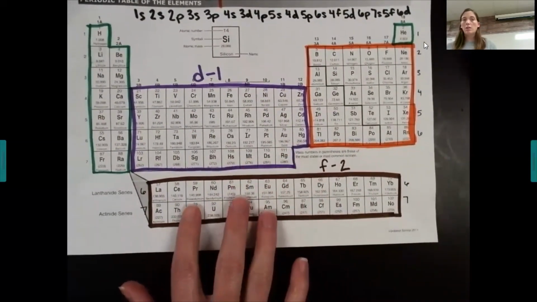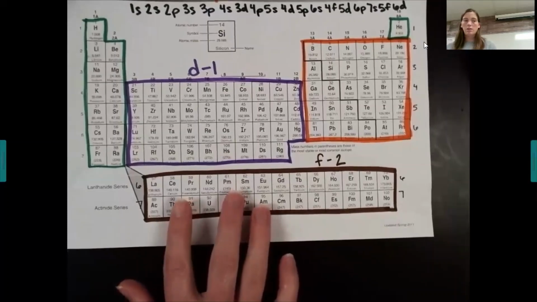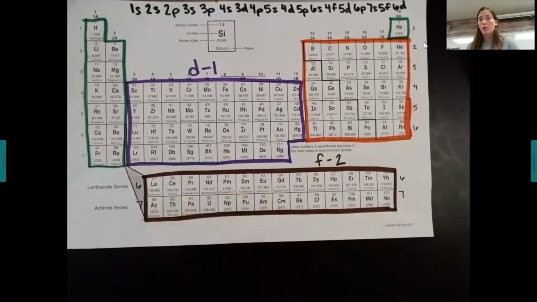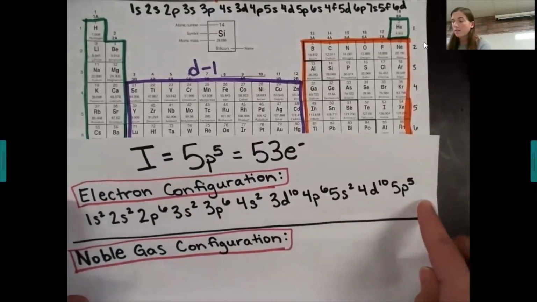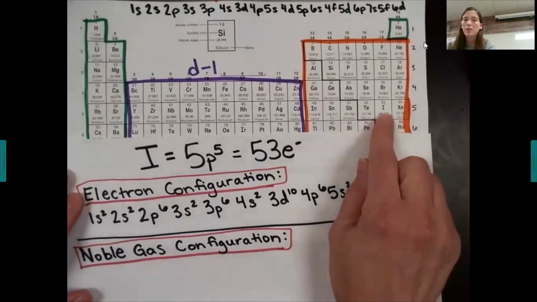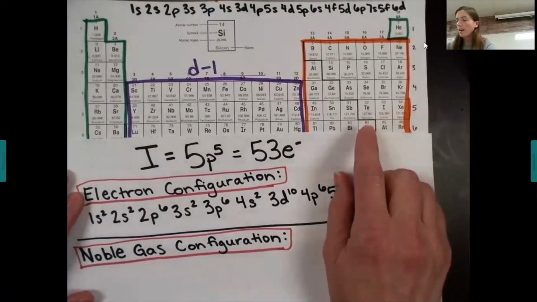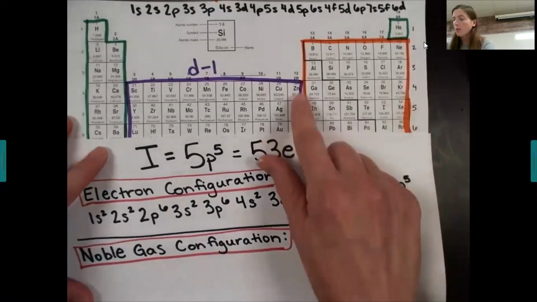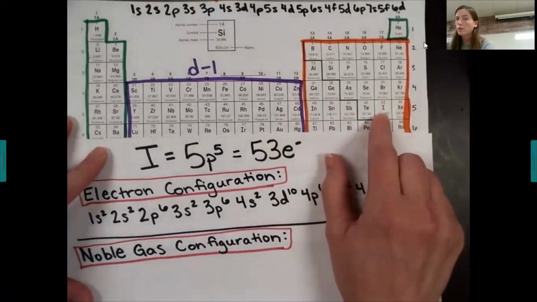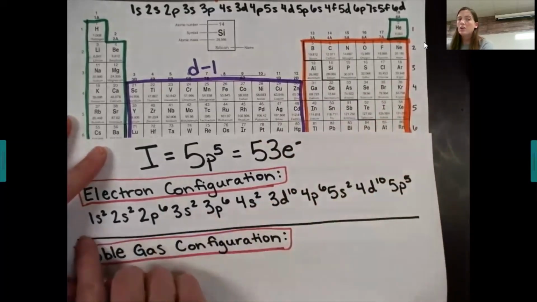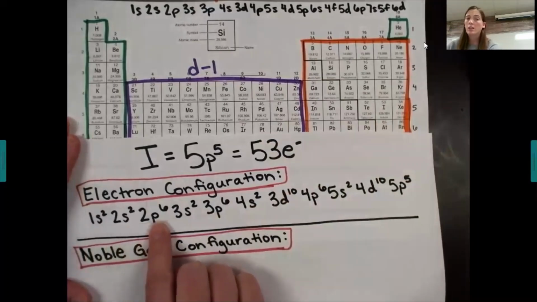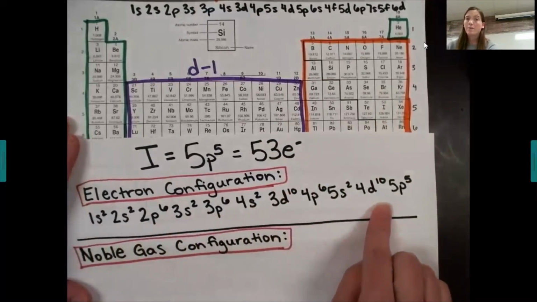I'm going to scoot this up here so we can use it as a reference. The first example that we're going to do is iodine. Iodine is sitting down here, atomic number 53, located in the 5th period, P block, and the 5th element over. Again, here's what iodine's electron configuration looks like. It took me a long time to write out.